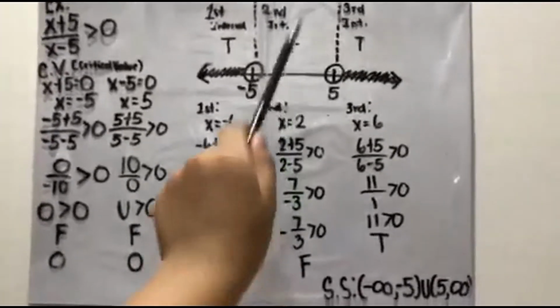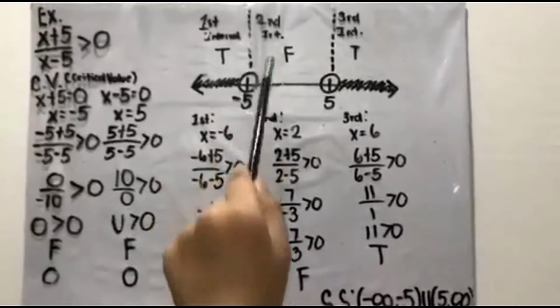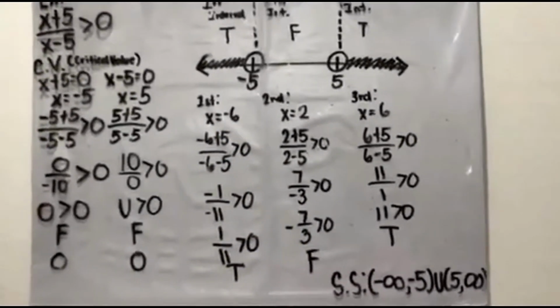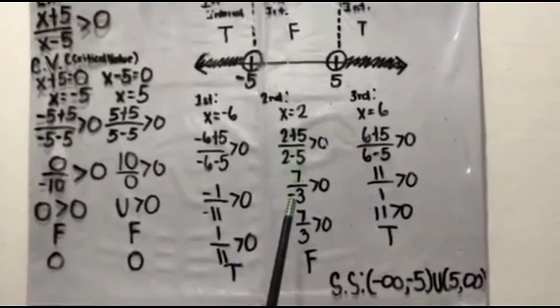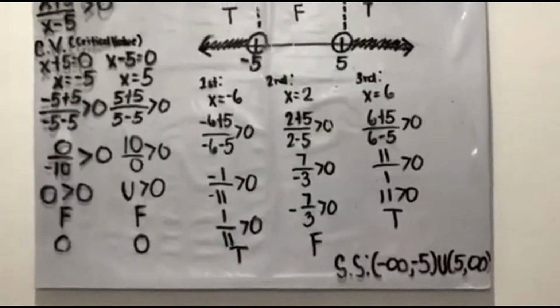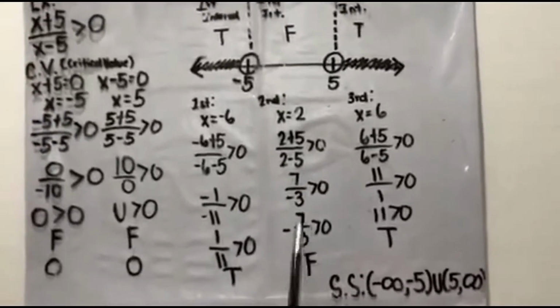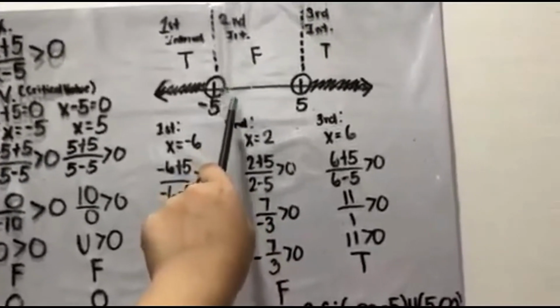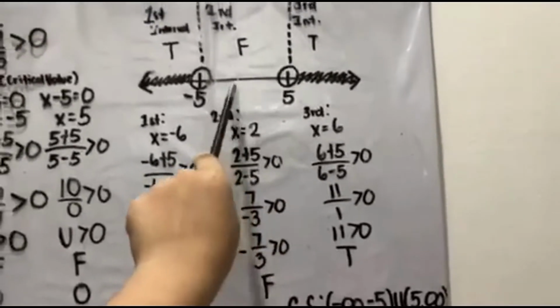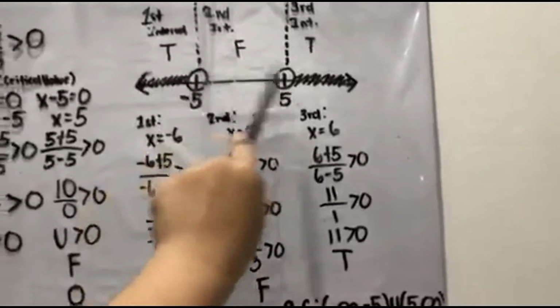Doon naman tayo sa second interval. Ang kinuha natin dito is 2. 2 plus 5 is equals to 7, while 2 minus 5 is equals to negative 3. So, negative 7 over 3 is greater than 0, false. So, hindi na natin lalagyan ng shade itong number line kasi nga false siya. Kapag true, may shade kung titignan nyo.